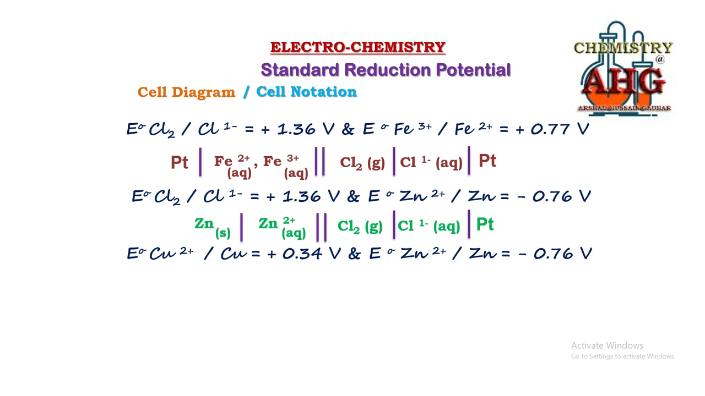So you will reverse the equation for zinc. Zn will become Zn2 plus, solid to solution, vertical line, salt bridge, copper will be reduced, Cu2 plus will become Cu. Change in physical state, so vertical line. But no platinum, since both elements are metals, they are good conductors.